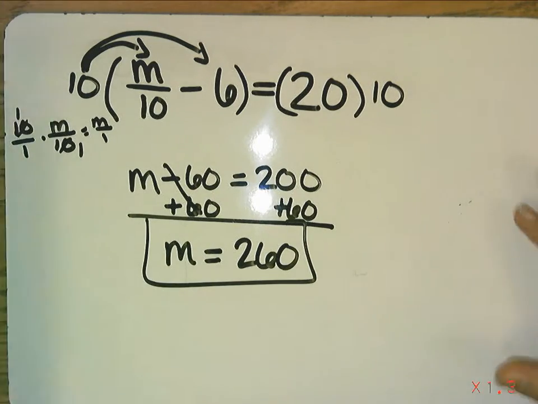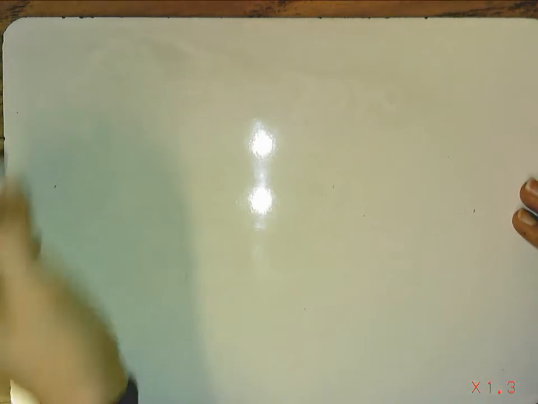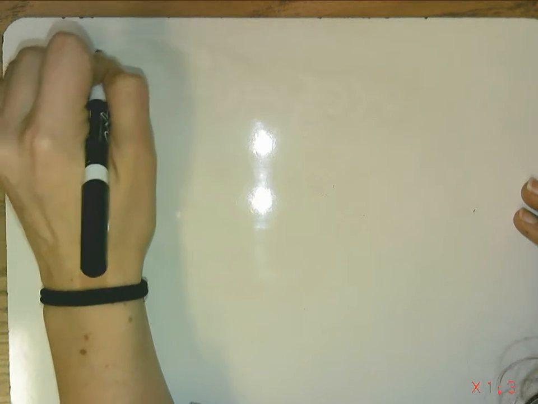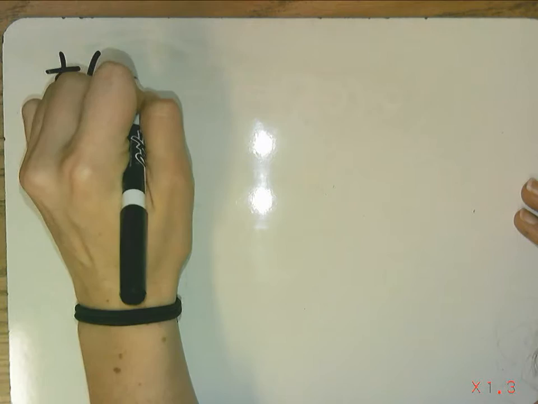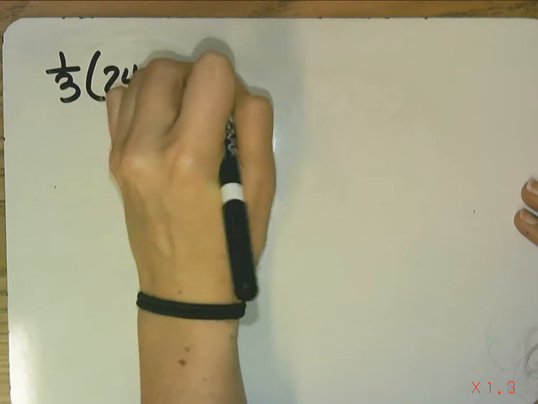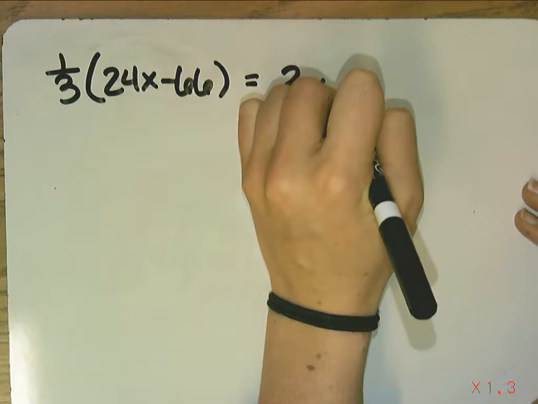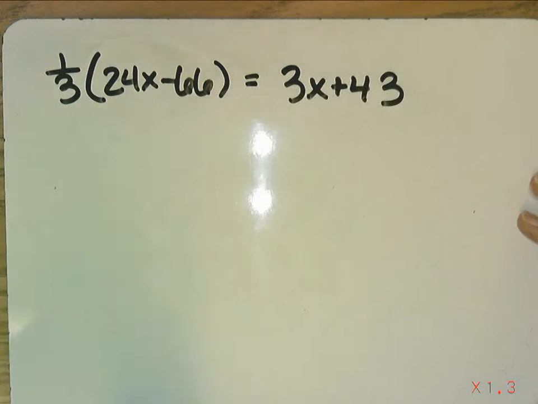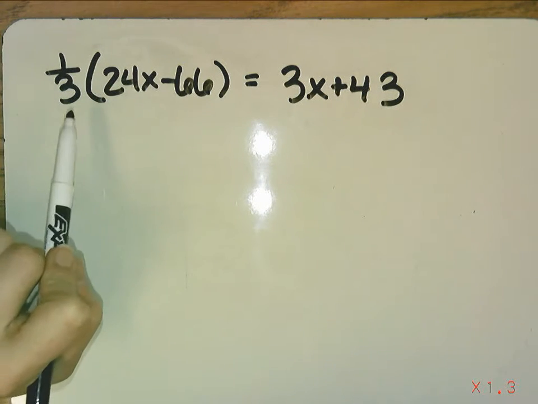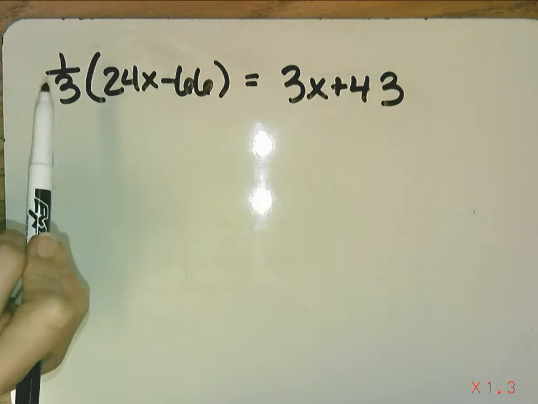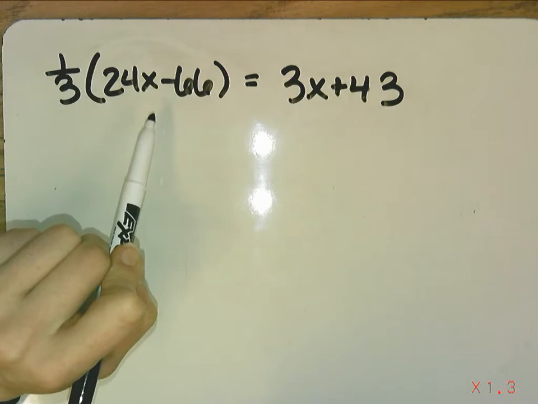Let's try a more complicated one. This equation is 1/3 times (24x minus 66) is equal to 3x plus 43. Okay. This equation is a little more complicated to solve because not only do I have a fraction involved, but I have a fraction outside of parentheses.